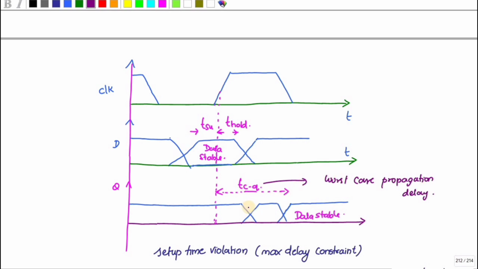And this one is called TCCQ. This is called the best case propagation contamination delay.